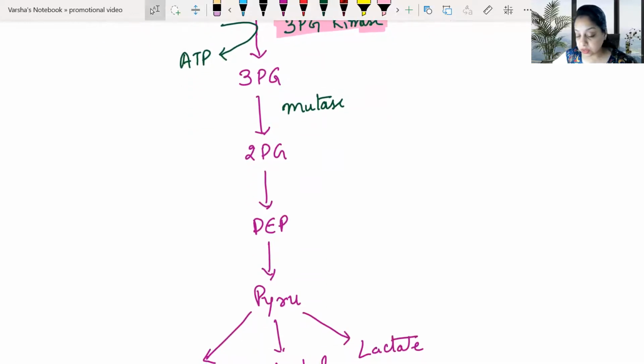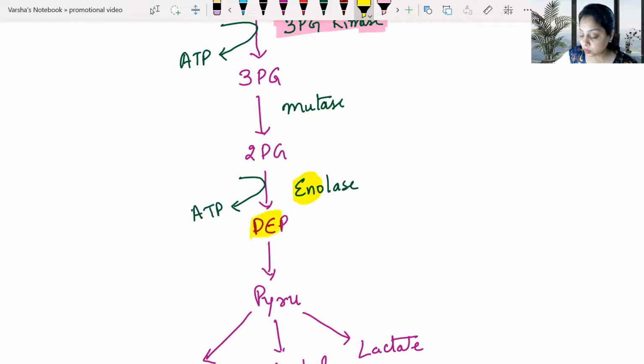Then 2-PG is converted into PEP. Again, one phosphate is being removed here. So what are we releasing? We are releasing one ATP molecule here. And the enzyme here is enolase enzyme, right? Eno, remember this eno, right?